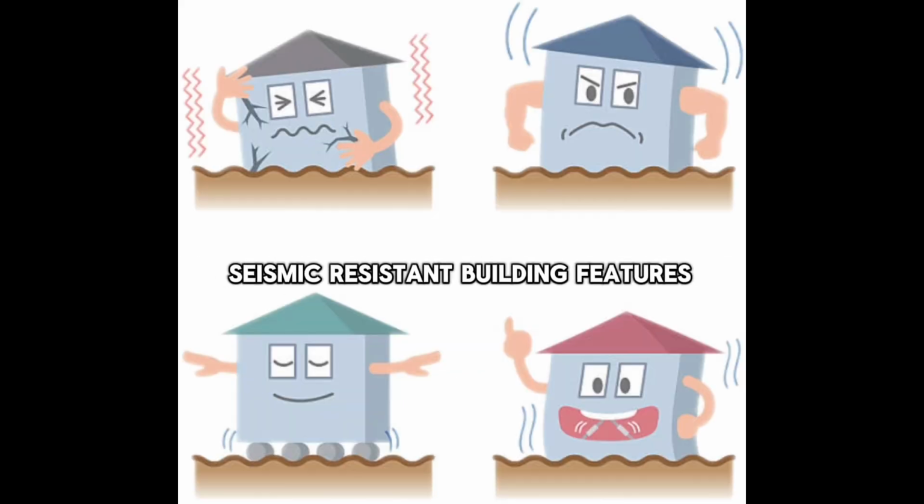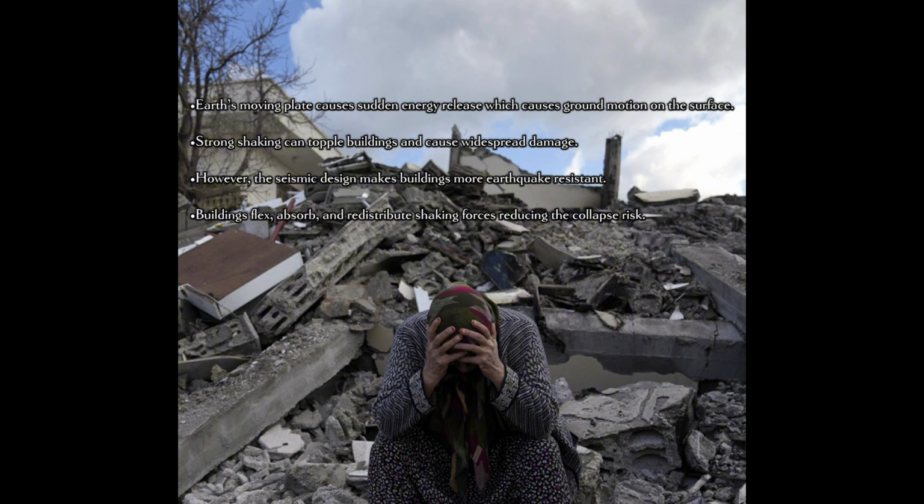Seismic resistant building features. Earth's moving plate causes sudden energy release, which causes ground motion on the surface. Strong shaking can topple buildings and cause widespread damage. However, the seismic design makes buildings more earthquake resistant. Buildings flex, absorb, and redistribute shaking forces, reducing the collapse risk.